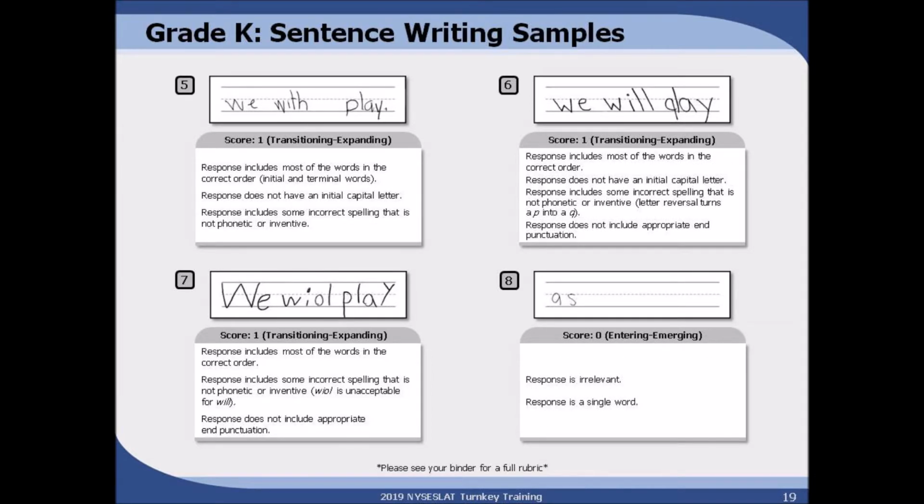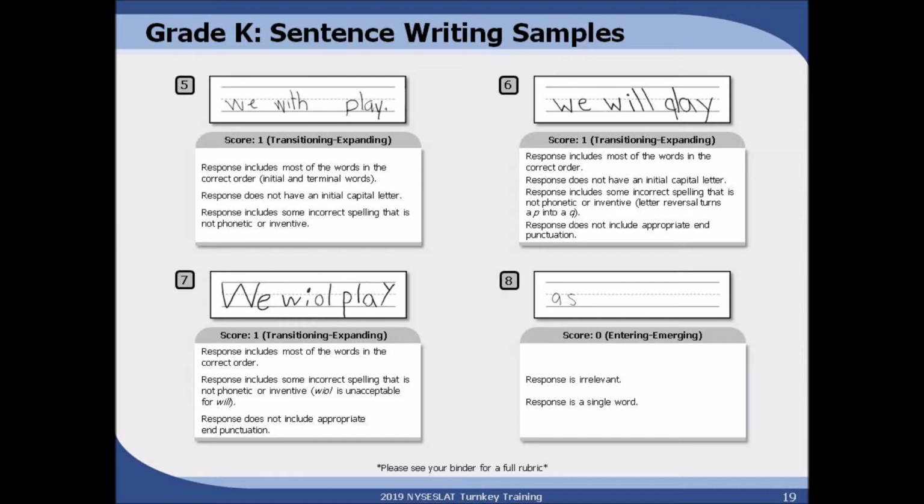Sample 5 is scored a 1. The response includes most of the words in the correct order. The first and last words are in the correct order. It is acceptable for a score of 1 that the response does not include an initial capital letter. It is acceptable that the response includes some incorrect spelling that is not phonetic or inventive.